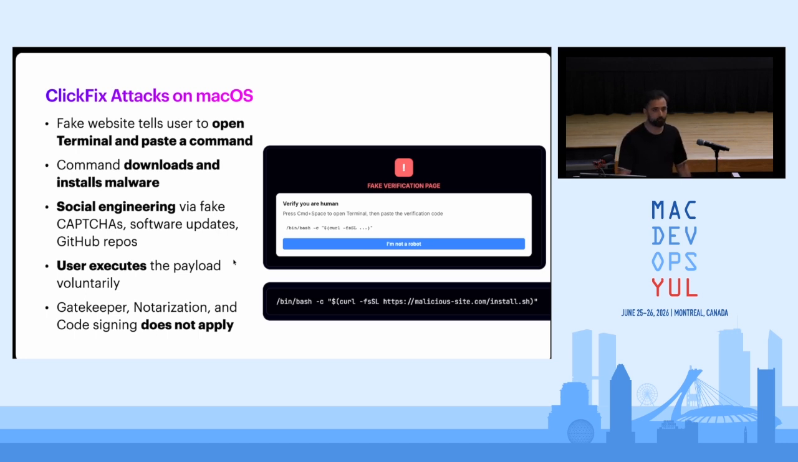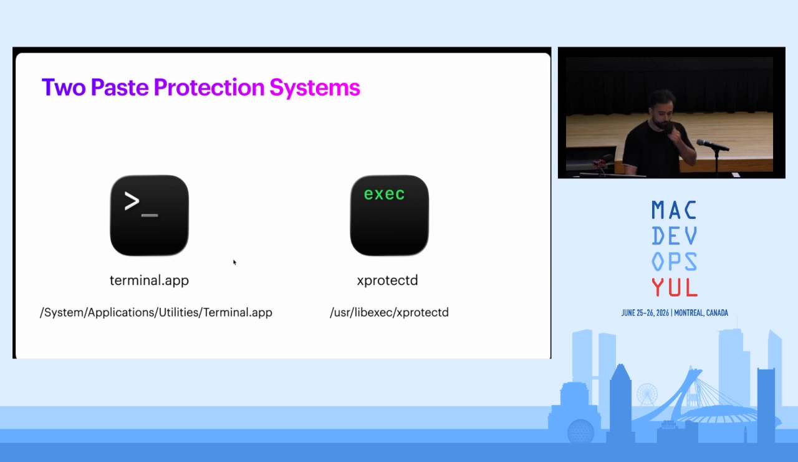So a lot of the things that Calvin talked about in his talk, like Gatekeeper, notarization, code signing, a lot of the things that are really important and built into the operating system, none of that really kicks in here because the command is directly curling and piping something to an interpreter. That's the gap Apple is really trying to close with these new ClickFix paste protections. They're two separate systems. One lives inside Terminal, but not everybody uses Terminal. So Apple gave themselves broader coverage with XProtect D, the XProtect daemon. They're completely different binaries, with different checks and different prompts.